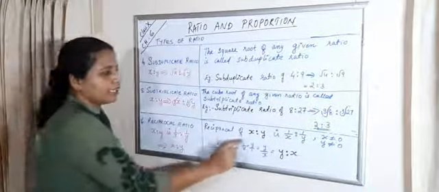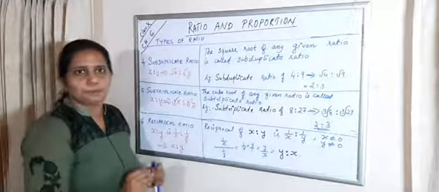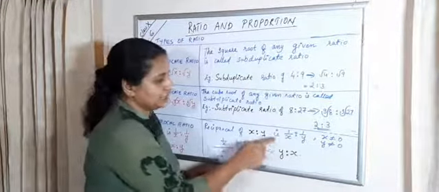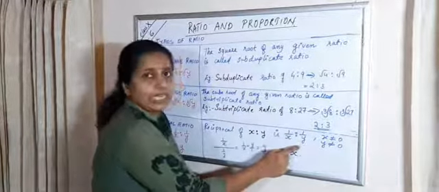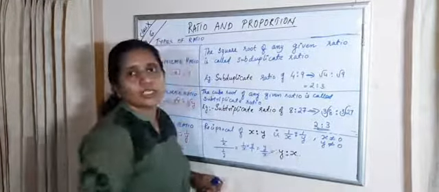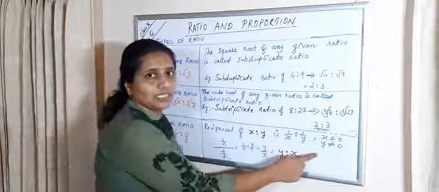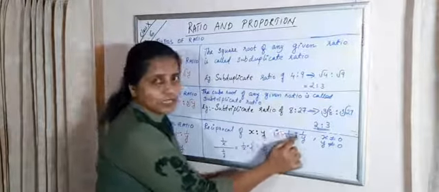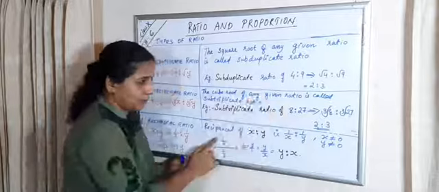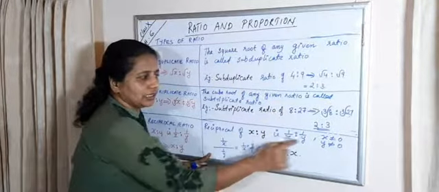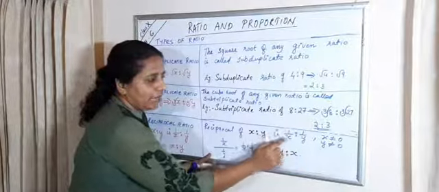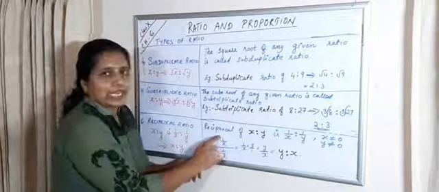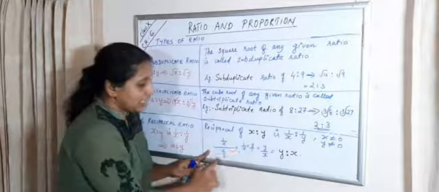Similarly, look here. If x is to y, what is the reciprocal of x? 1 by x. And what is the reciprocal of y? 1 by y, where x and y are not equal to 0. Why? Because we know that if 0 comes in the denominator, it is meaningless. So 1 by x is to 1 by y. This 'is to' means divided by. A fraction divided by another fraction means the first fraction multiplied by the reciprocal of the other.